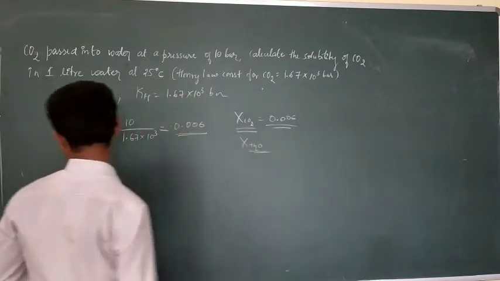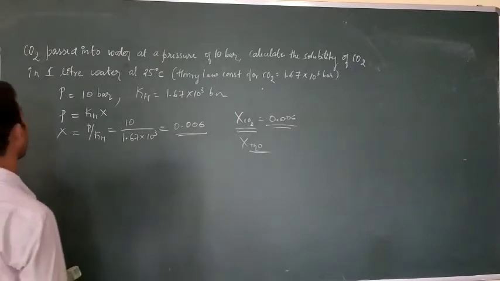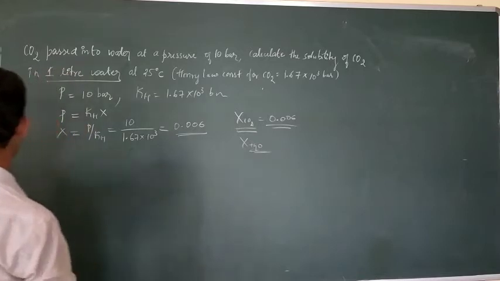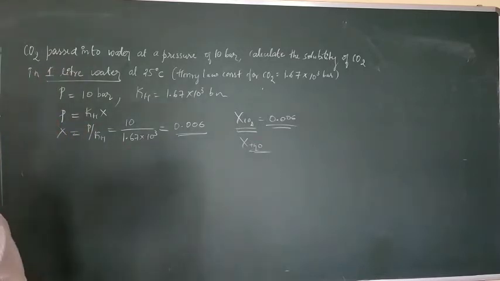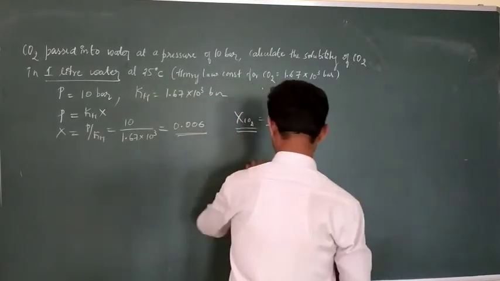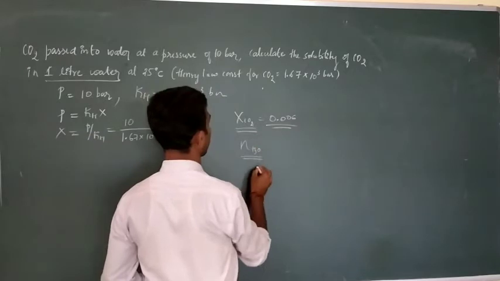And also we require the mole fraction of water, x of H2O, right? What is that? The number of moles in water: we have taken 1 liter of water, so what is the number of moles of water present here? Not x of water, we require the number of moles of water, H2O, right?